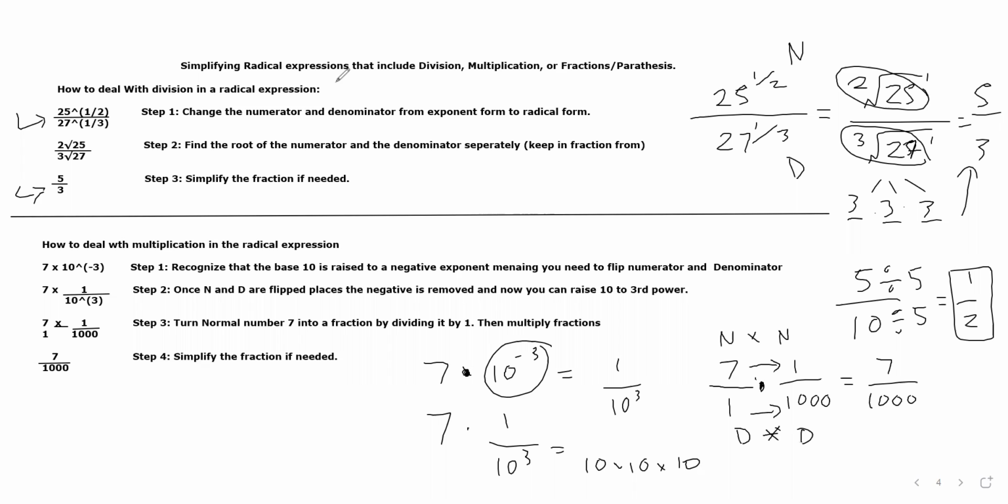Now, do we need to simplify this answer? No, because there's nothing that I can divide 7 by that I can also divide 1,000 by. So it's already in the simplest form. It looks weird, I'll give you that, but that's it. That's our answer. Right? I'm allowed to have a fraction as my answer. Okay, so hopefully that wasn't too bad.